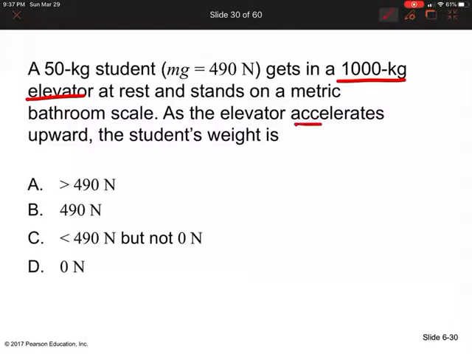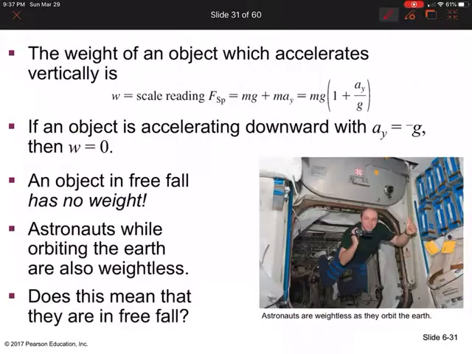And it does say again that it's accelerating upward. So now it's just saying that the student's weight is, well, the student's weight is dependent on the situation. So the weight is greater than 490. Doesn't mean that their mass is greater. It just means that their weight in that situation when they are accelerating upward is greater. Okay, it would be as if they went to the moon, only opposite, because here their weight is actually more.